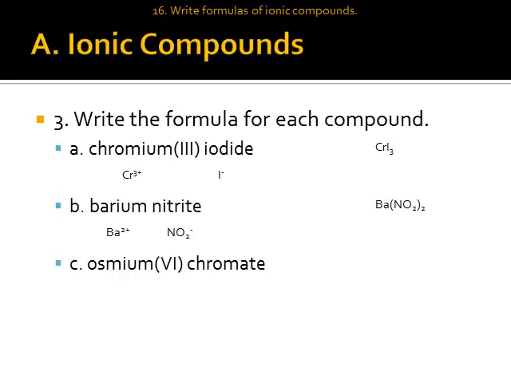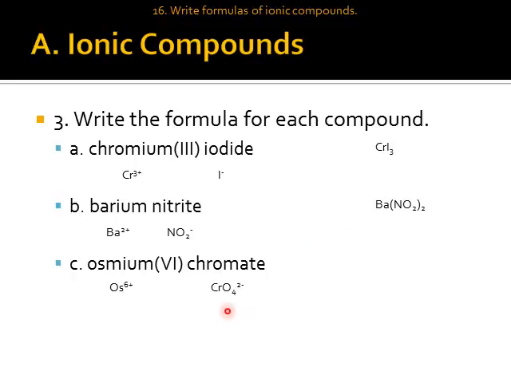Next example, we have osmium(VI) chromate. So the Roman numeral here, VI, that is 6. And remember again that Roman numeral tells us the charge on the ion. So this would be osmium 6 plus, Os6+. And then chromate, notice the ATE ending. There's another example of a polyatomic ion. So look at your polyatomic ion chart, and you'll see that its formula is CrO4 and has a 2 minus charge.